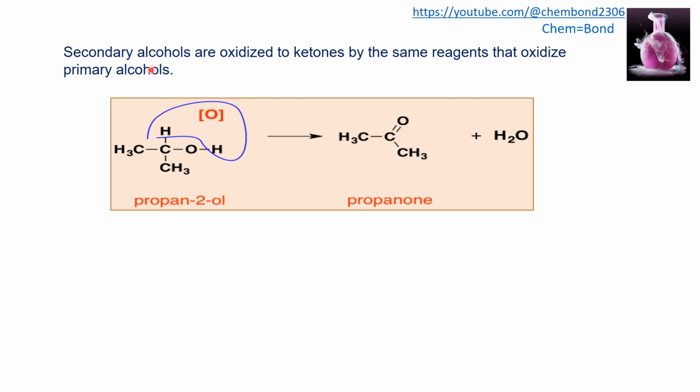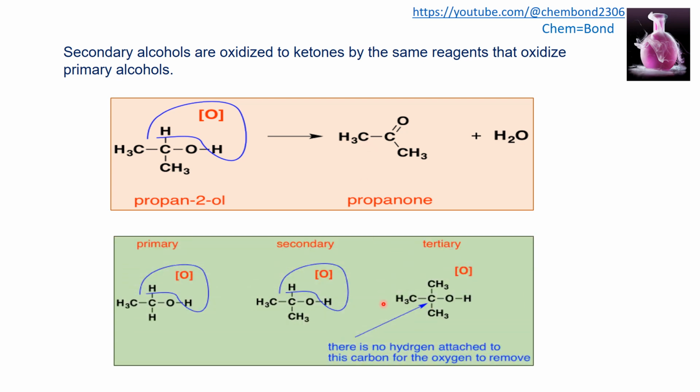In case of secondary alcohol, it is oxidized to ketone. Here, this H from the carbon containing the alcohol and this hydrogen from the alcoholic functional group, both will combine with oxygen from the oxidizing agent and produce water, and as a result ketone or propanone is produced.